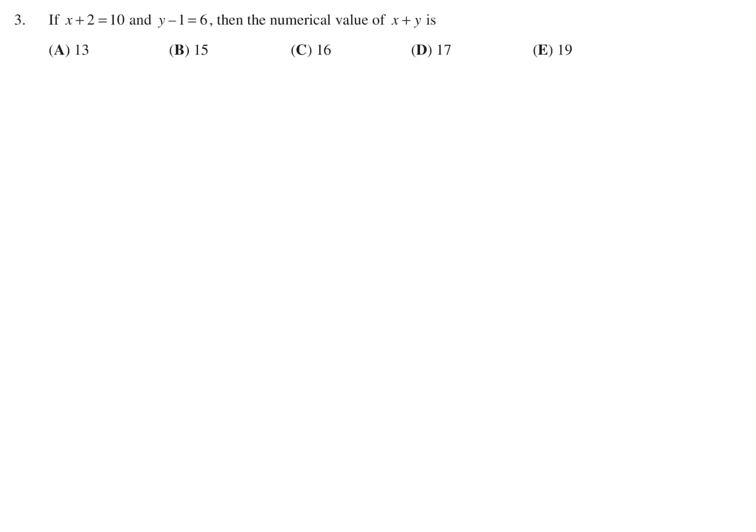If x plus 2 is equal to 10 and y minus 1 is equal to 6, then the numerical value of x plus y is. X plus 2 is 10. Y minus 1 is 6. Several ways of doing this. I'm just going to add them.